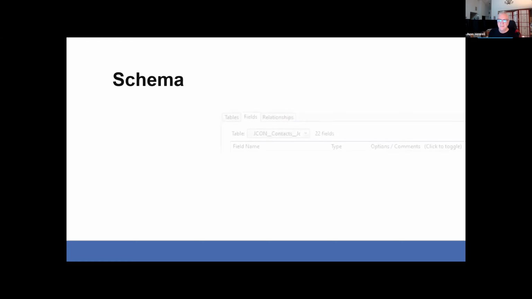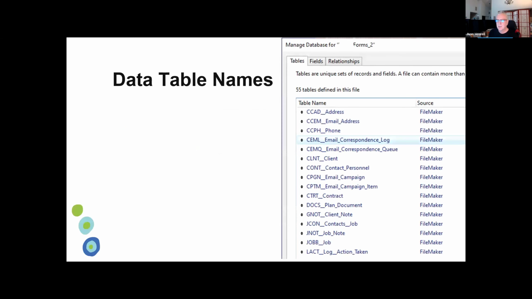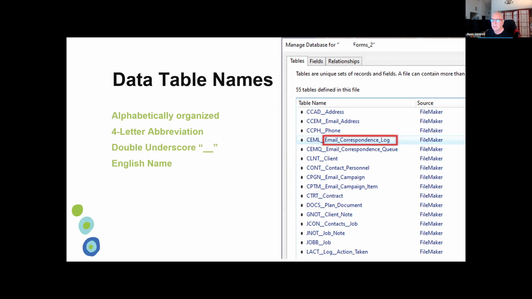So in schema, you've got tables, fields, and relationships. Starting first with tables, here's a list of how I would organize my tables. I organize them alphabetically, and I use a 4-letter abbreviation before each table name, followed by a double underscore for punctuation, followed by the name in English of the intention of the table.